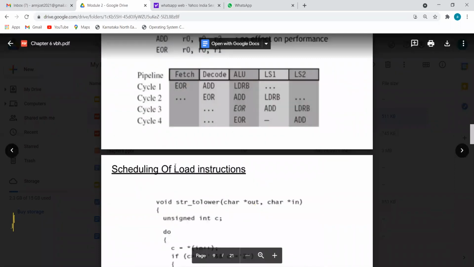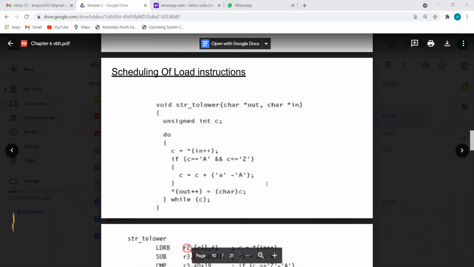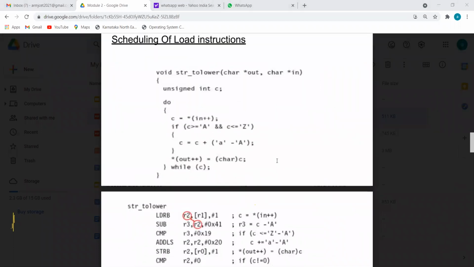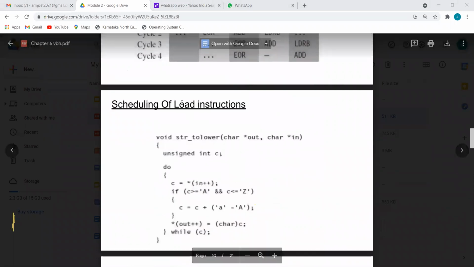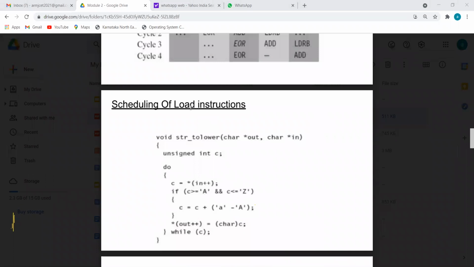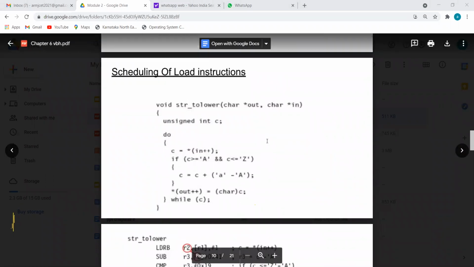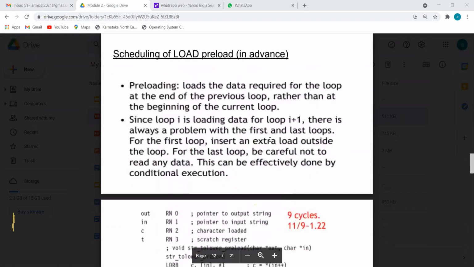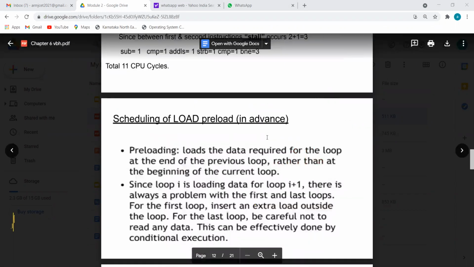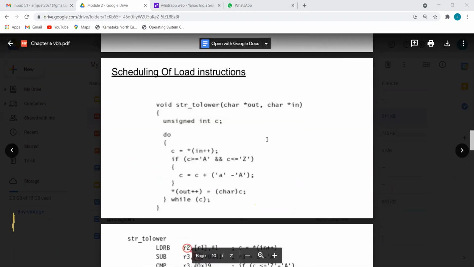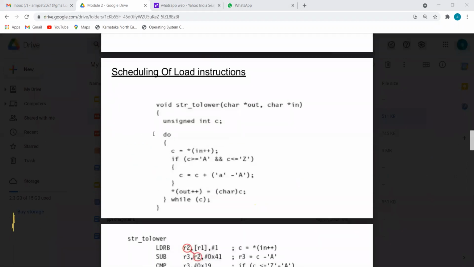Now let's go for one important problem, scheduling related only to load instruction. For that, the author has taken the same program, and I am also going with the same program explanation. Possibly you are not going to get this question in the examination, but still I'll try to cover this. There is one user defined function called string convert into lower case.